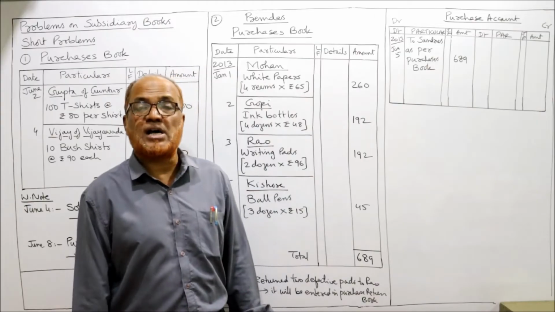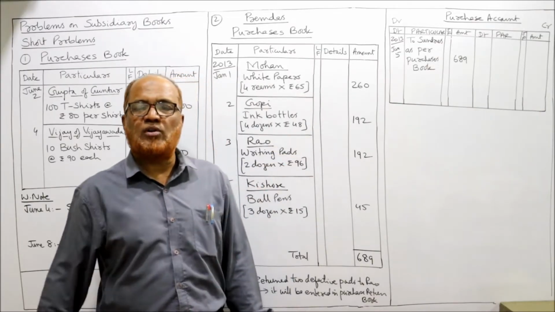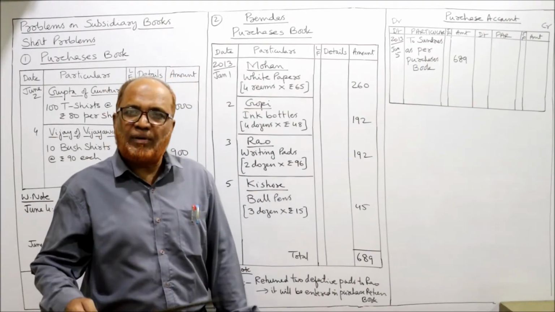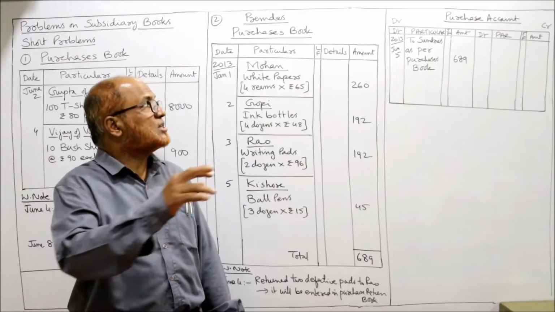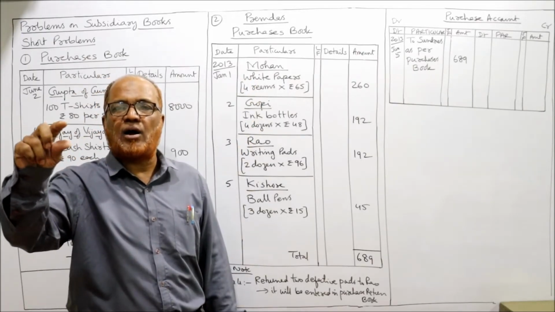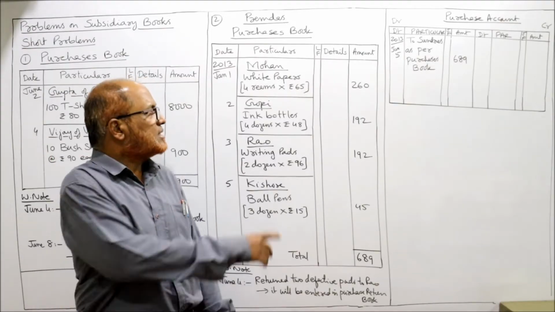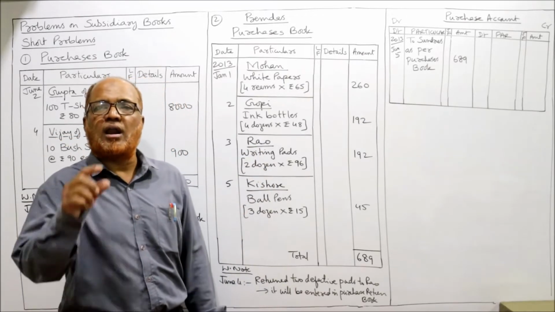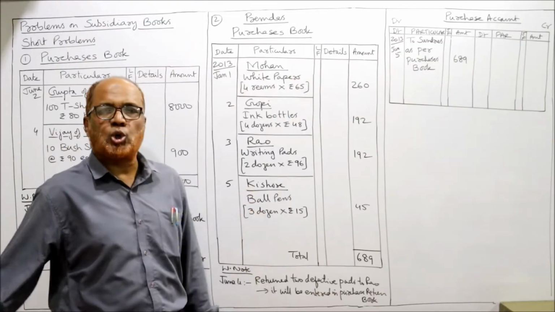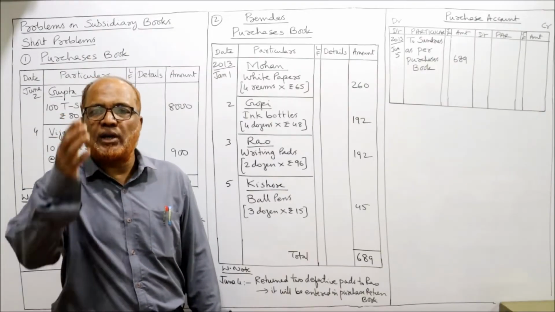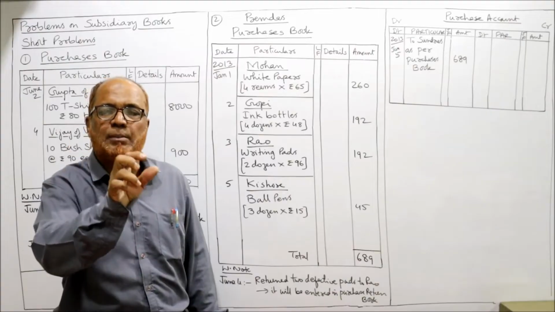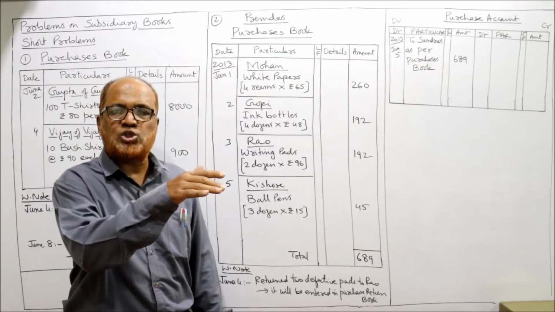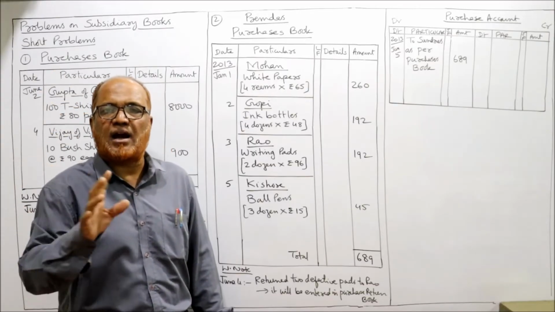Now it is asking you to prepare the purchases account also. Remember, after making this purchases book, we will make a posting to the ledger account. In the ledger, we will have one account called purchases account. When we purchase the goods from Mohan, the entry will be purchases account debit to Mohan. So purchases account is debited. Similarly, when we purchase from Gopi, purchases account debit to Gopi account. When we purchase the goods from Rao, purchases account debit to Rao. When we purchase from Kishore, purchases account debit to Kishore account. So in all these entries, purchases account is debited and the party's account, the supplier's account, is credited. That point you have to remember. While making the posting, purchases account is debited and all suppliers' accounts are credited.